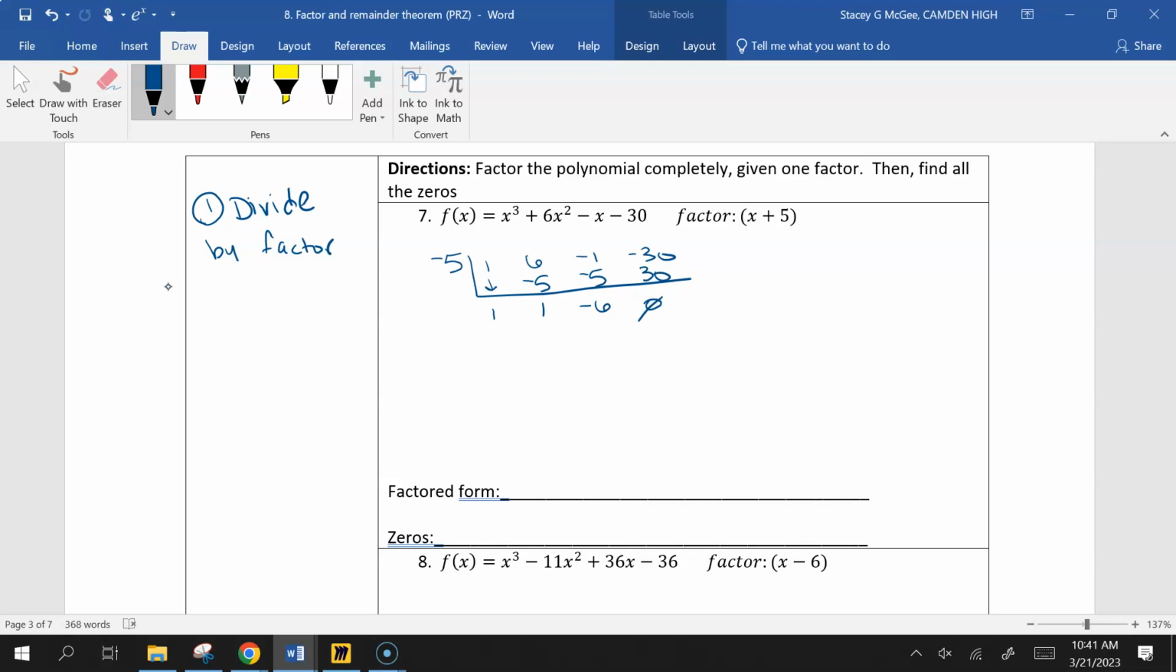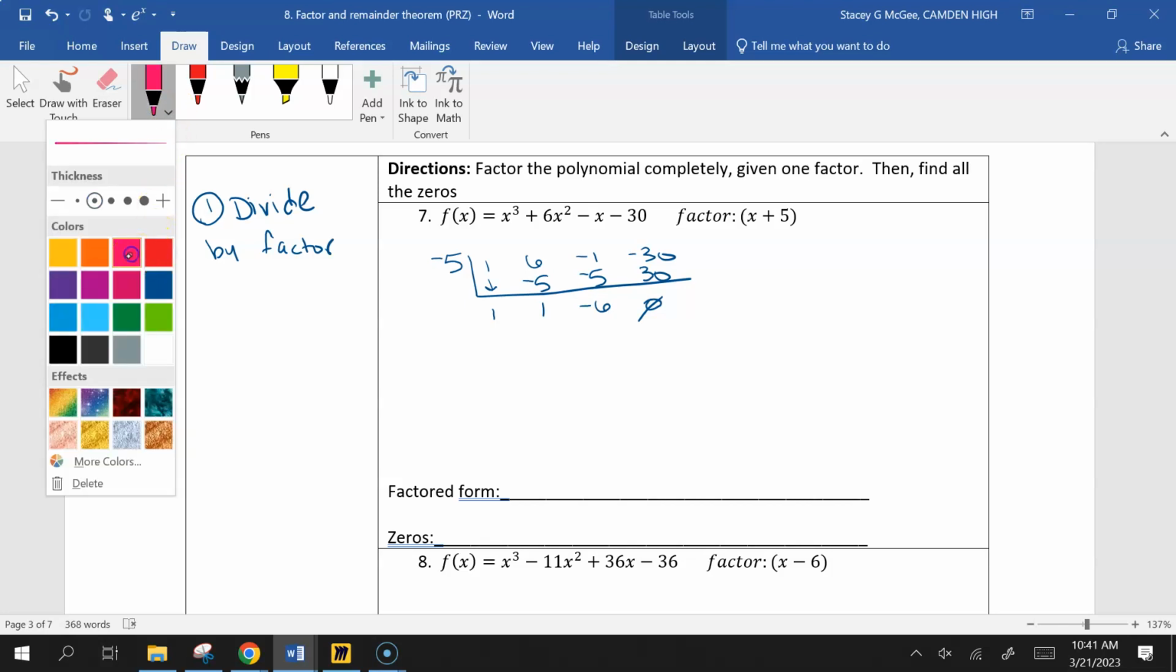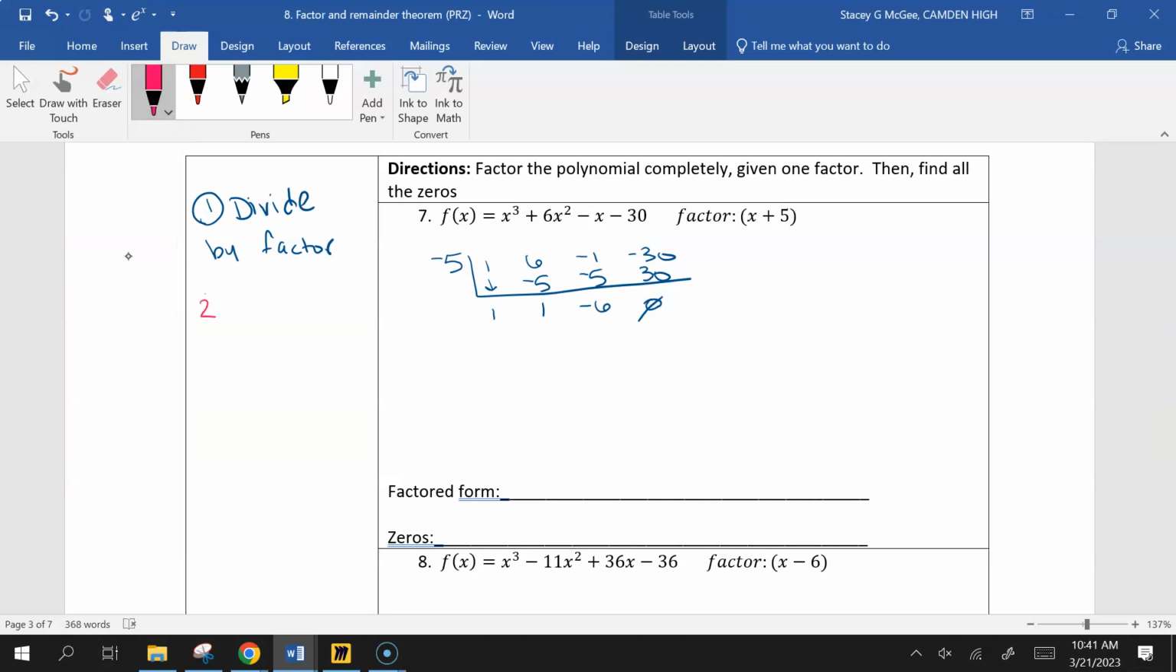Remember, if it's a factor, I better get 0 as a remainder because that's what it means to be a factor. All right. Nothing new yet. Now the new part, I'm going to write it as a multiplication problem.